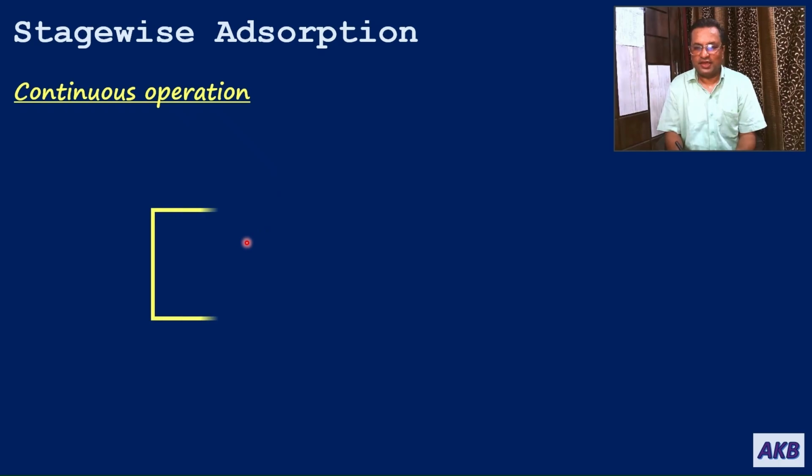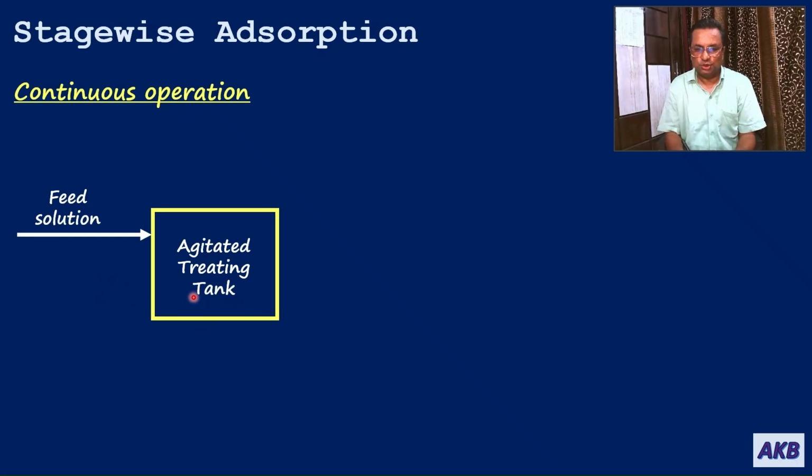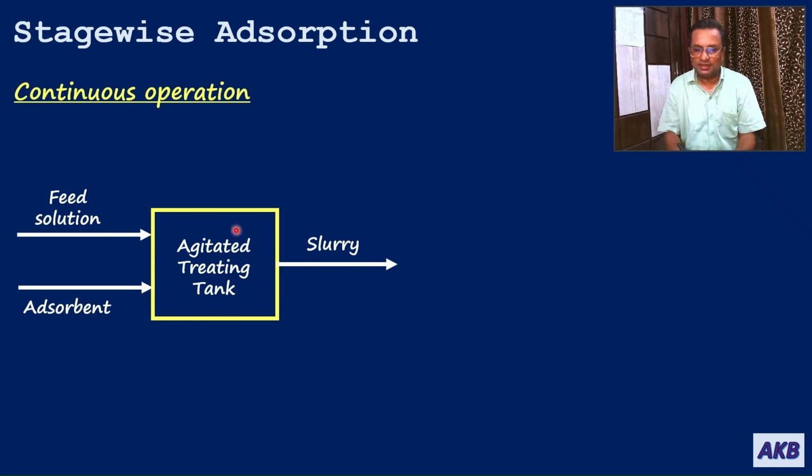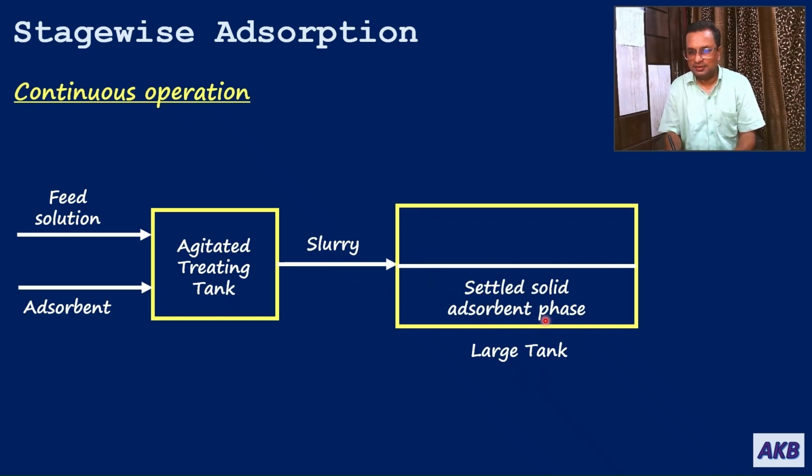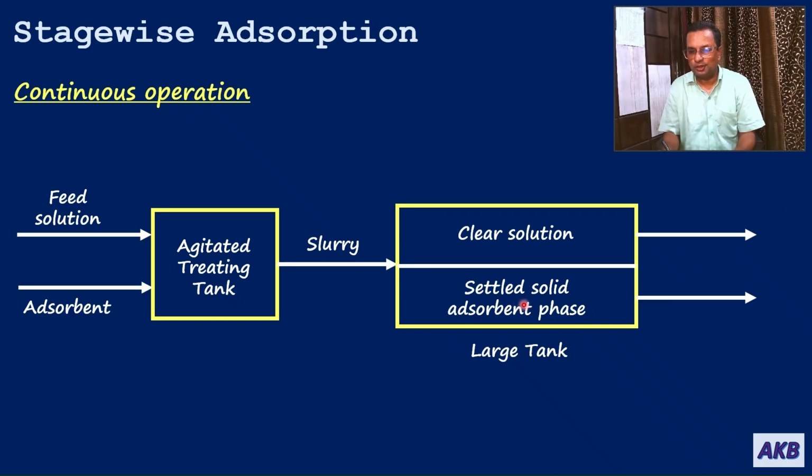So continuous operation, if you have to show it schematically, you can show it like this. You have the agitated treating tank, a feed solution will be admitted to it, and the adsorbent will be admitted to it. After they remain in contact with each other for a sufficiently long time, the resulting slurry is removed from the tank, and then it could be sent to a large settling tank where the solid adsorbent phase will settle. So you'll have settled solid adsorbent phase, and you'll have clear solution. Then you can remove the clear solution and send it to the next stage, and then you can separately remove the settled solid adsorbent phase.